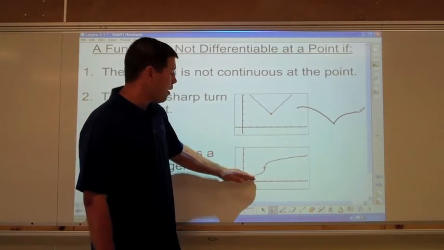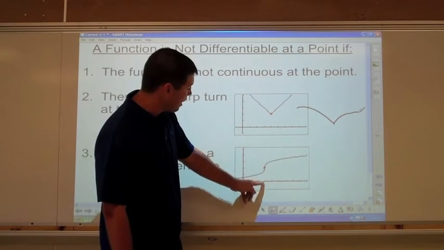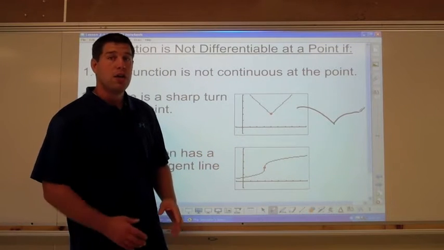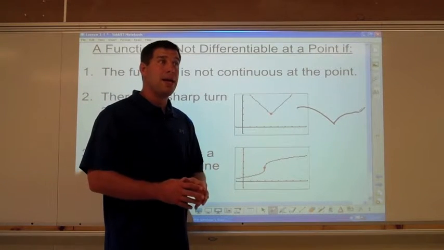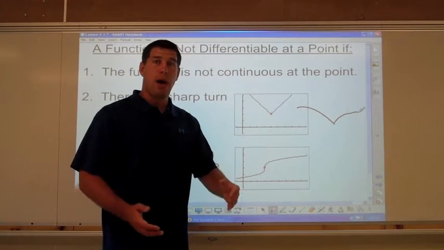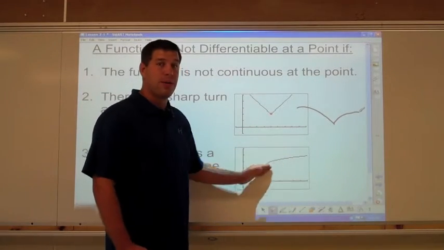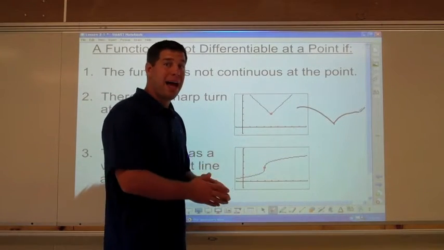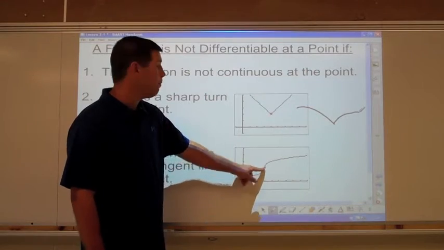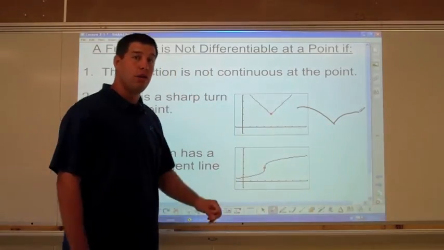So the function is differentiable everywhere, except it looks like x equals 3 right here. It can be differentiable everywhere but at a point. Doesn't mean you can't find the derivative anywhere. It means you can't find the derivative at that point of your vertical tangent line or of your sharp turn in the graph.